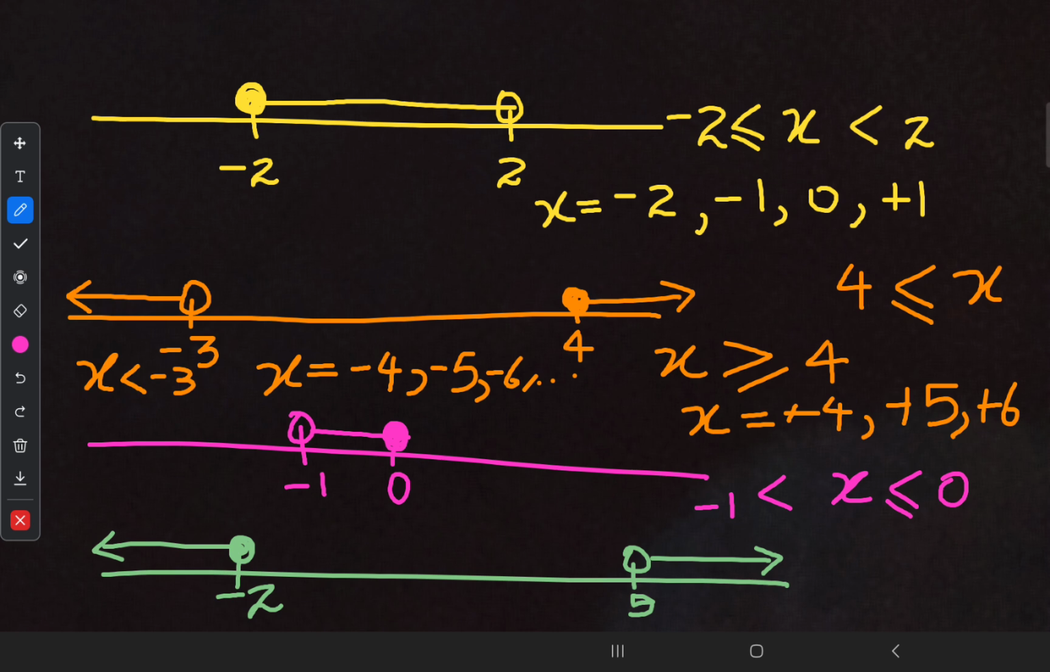And in this case, there are no integral values, because x can hold the values in between 0 and 1. So the only possible value for x is 0. Okay, the only possible value is x equals 0, because when you think about -1, x is not equal to -1. x will hold the values which are greater than -1 and equal to 0 and less than 0.